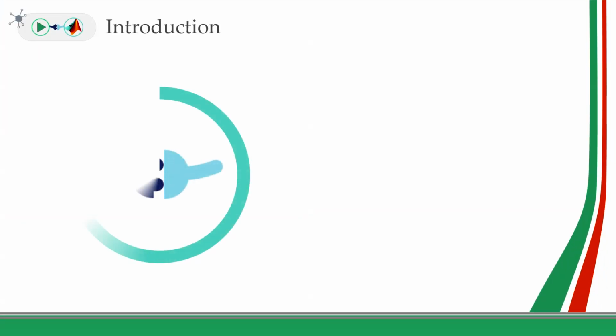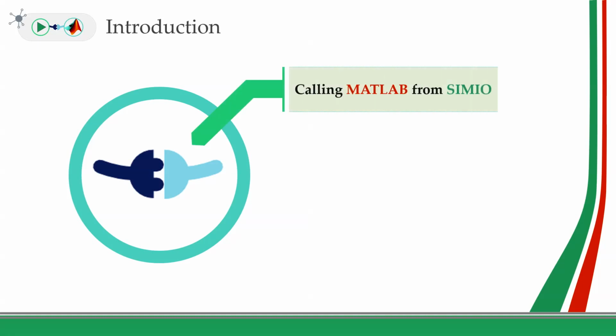So in this series of videos, I'm going to talk about two different methods that you can link these two software packages. In the first part, I want to talk about how we can call MATLAB from Simio. So basically, Simio is going to be the main manager, and MATLAB is going to be called based on different trigger events inside the simulation model.